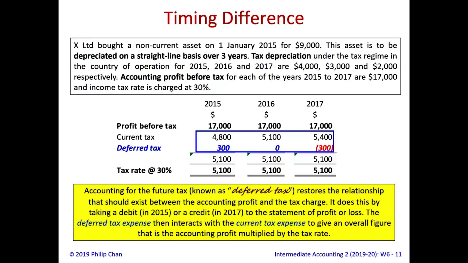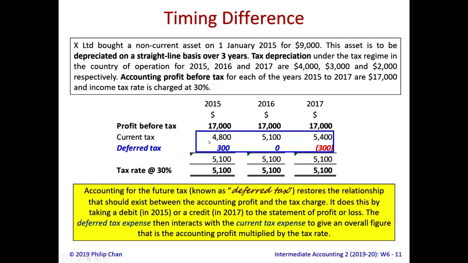So this is what we call accounting for the future tax, or deferred tax. The whole idea is to restore the relationship that should exist between accounting profit, which is profit before tax, and the tax charge. Remember back in FA, if you know the profit before tax figure, you simply multiply by the tax rate. That should be your total tax expenses of that year. But if we were working out the taxable profit multiplied by the tax rate and then recognizing the tax expenses based on the inland revenue tax law, then you can see the impact. We may have misleading results. So because of that, we have to do something about it.